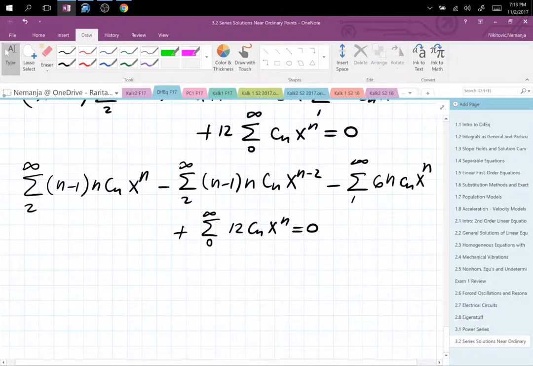So we need to shift only on the n minus 2. The rest is all aligned, but I have to peel terms off. Right? I have to peel the 2 terms over there.